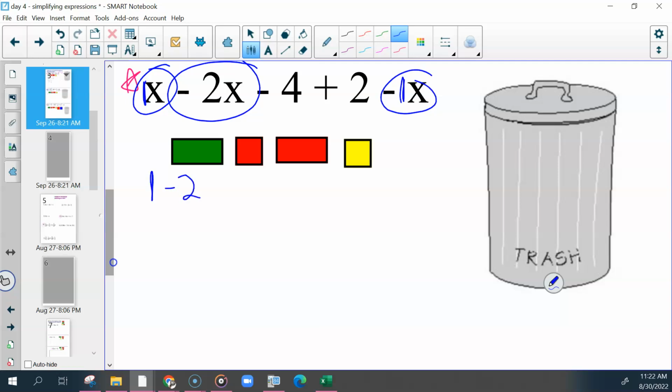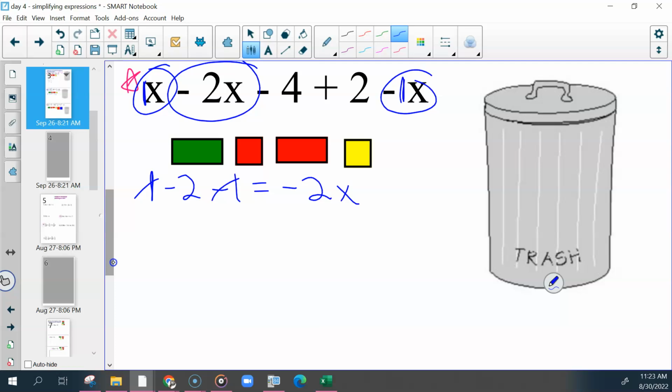1 minus 2 minus 1. Figure out what that is and then put x at the end. What would that give us? We can say this out loud. So these two would cancel to make 0. But there'd still be a negative 2. Or if we did it in order, 1 minus 2 would be negative 1. Negative 1 minus another negative 1 would be negative 2. And we put the x.